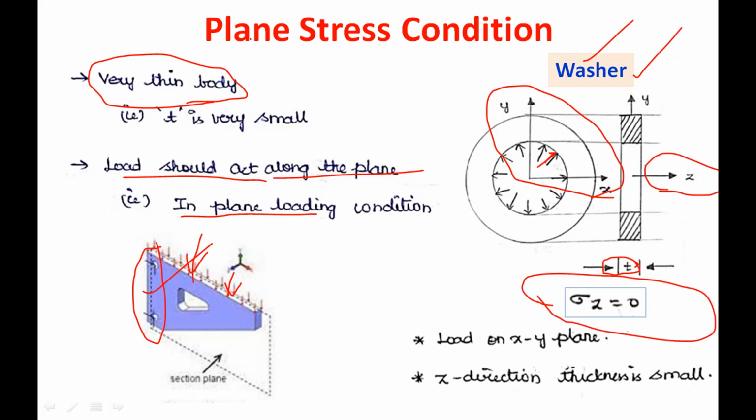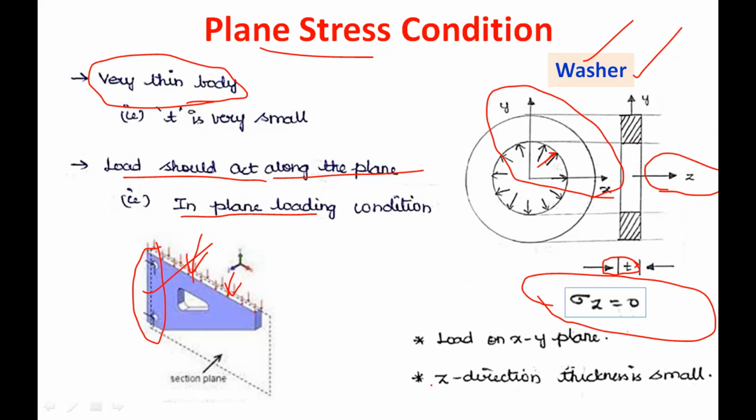This is the plane stress condition. We can apply this plane stress condition in many places wherever we find sheet metal components, mostly the automobile and aircraft body structures. So if the thickness is small and we are assuming that the forces are acting along the plane, that is the XY plane, then we can neglect the sigma Z.